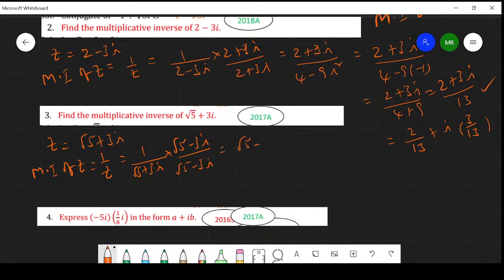It comes root 5 minus 3i by, again same thing, a plus b, and this is root 5. A plus b, a minus b is a square minus b square. So 5 minus 9i square. Root 5 whole square is 5. Root 5 plus 3i, observe here, try to understand here. Root 5 plus 3i, this is also root 5 minus 3i. A plus b a minus b is a square minus b square. So it will be root 5 minus 3i by 5 minus 9 into minus 1.